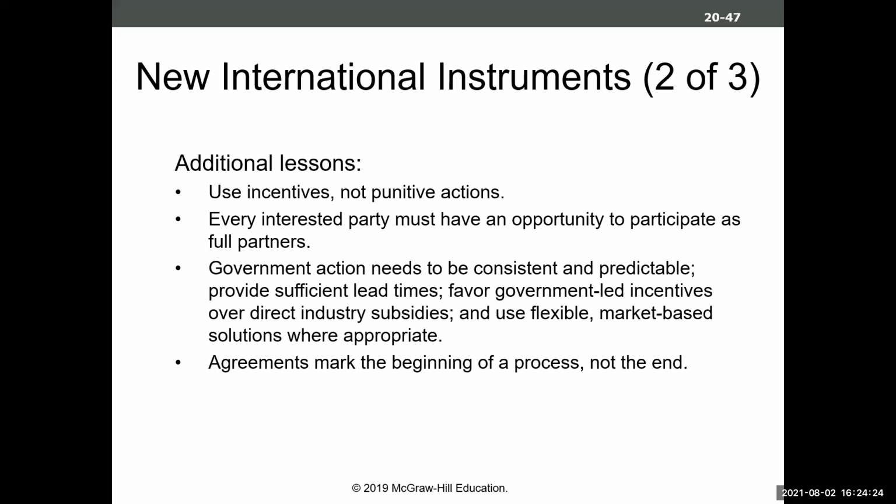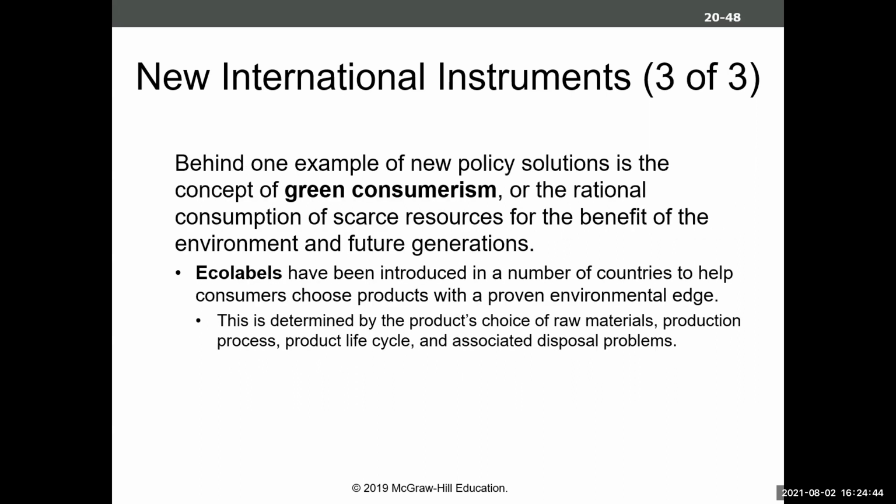They need to have government-led incentives. They need to have subsidies. It needs to be flexible, and market-based solutions when there's an appropriate situation. And agreements are the beginning of a process, not the end. You have to continue that work and continue after the agreements have been made.